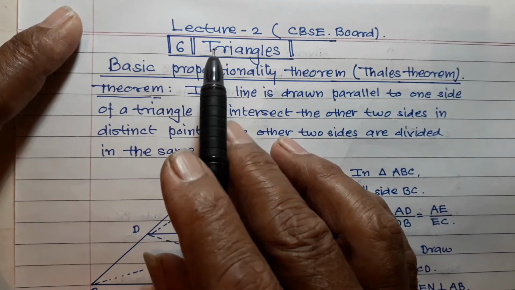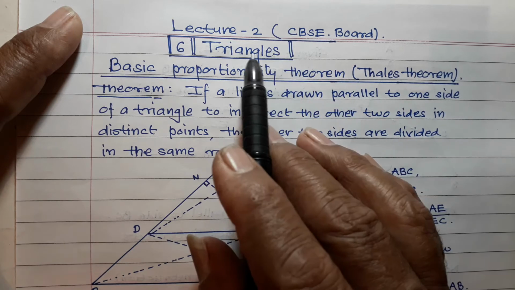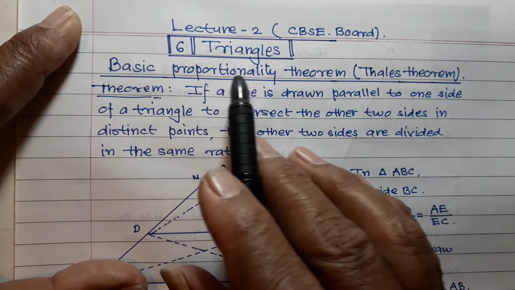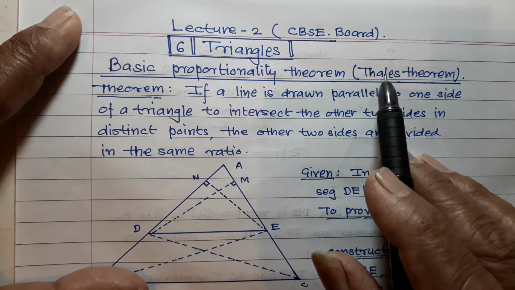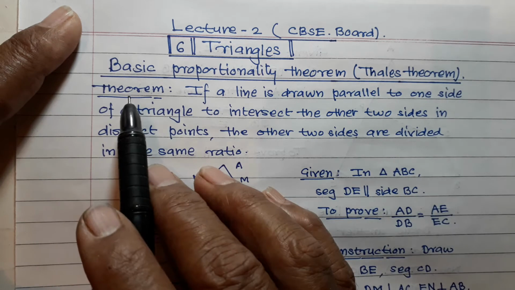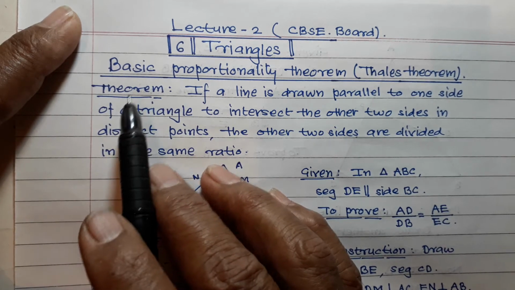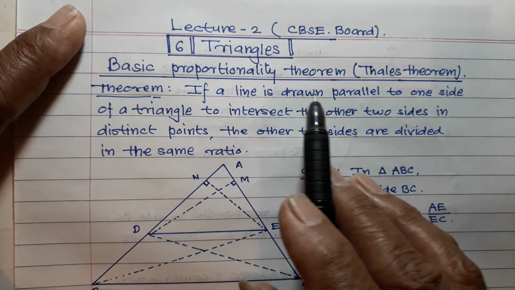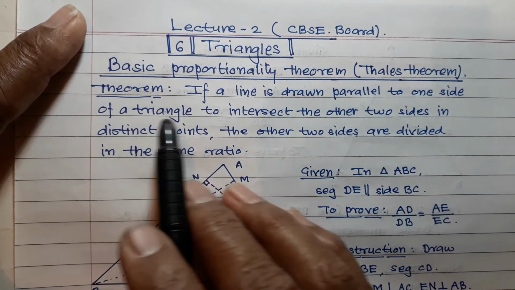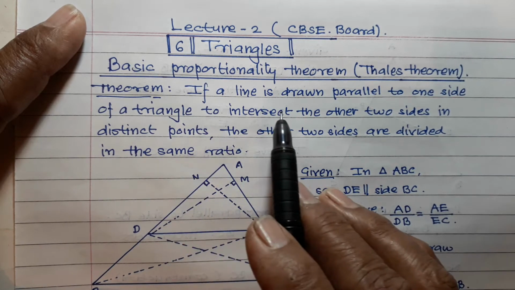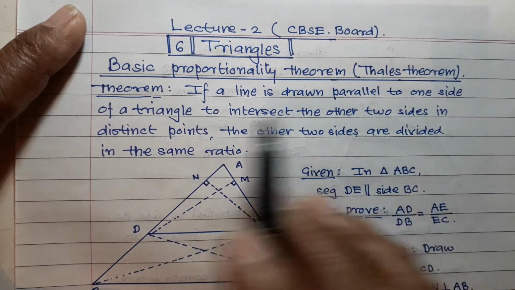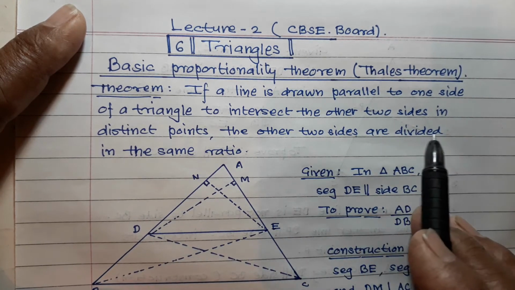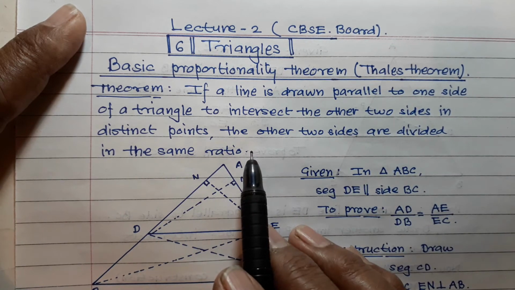Chapter number 6, Triangles. In this lecture, I am going to explain one theorem, the Basic Proportionality Theorem, or Thales theorem. Try to understand this theorem. The theorem is very important. If a line is drawn parallel to one side of a triangle to intersect the other two sides in distinct points, the other two sides are divided in the same ratio.